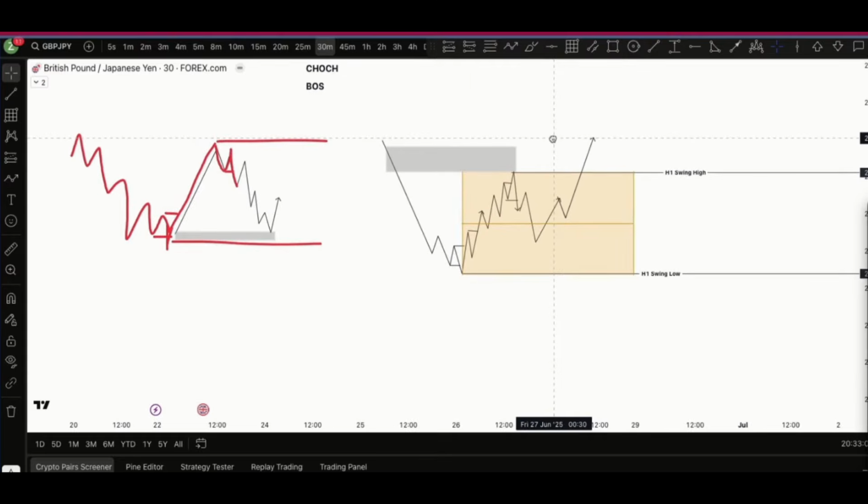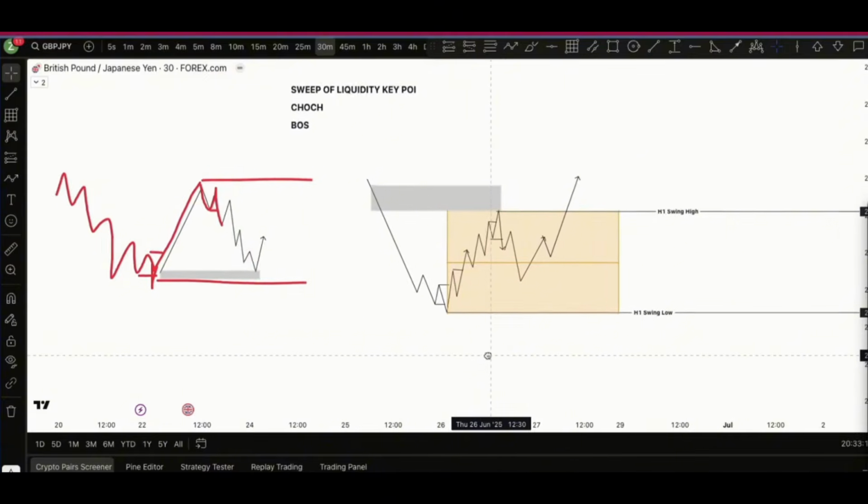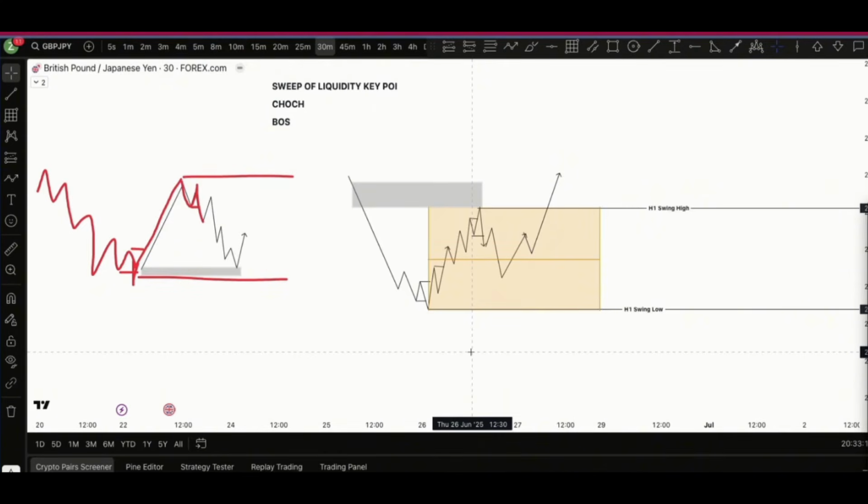So now let's look at point of interest or area of interest. So please, can we continue? If there's any question, we can ask.